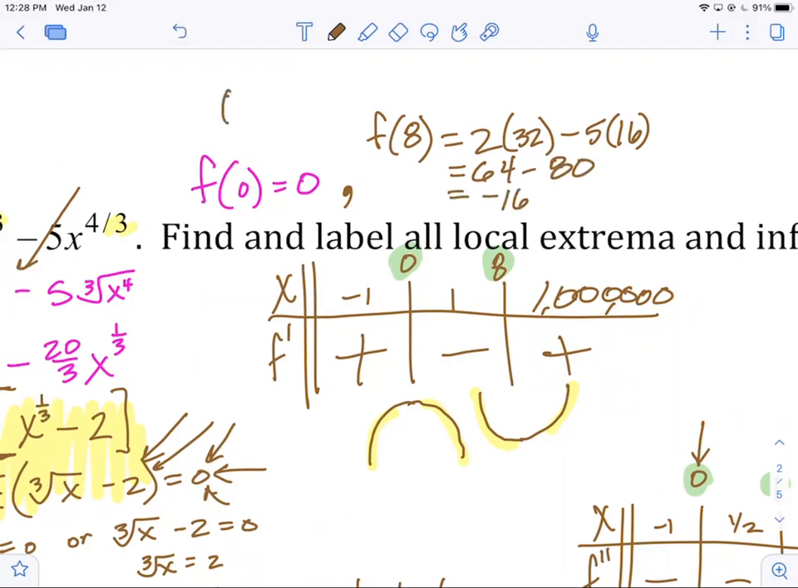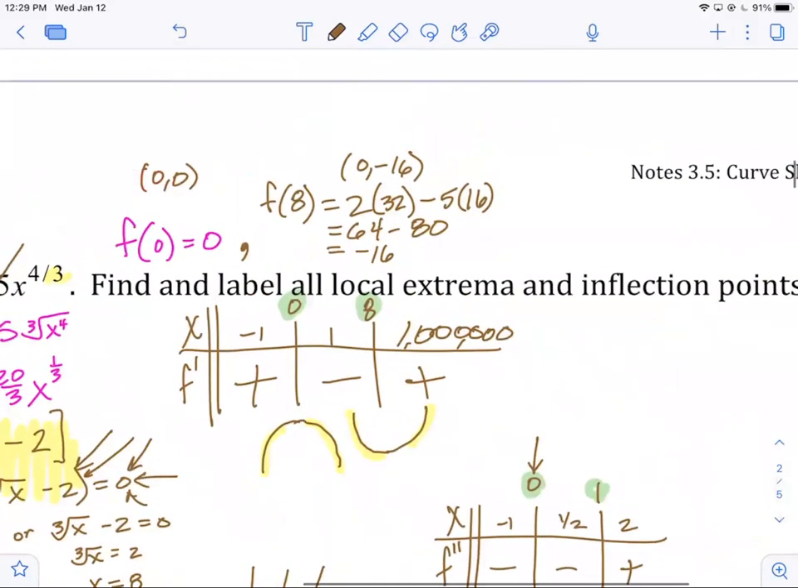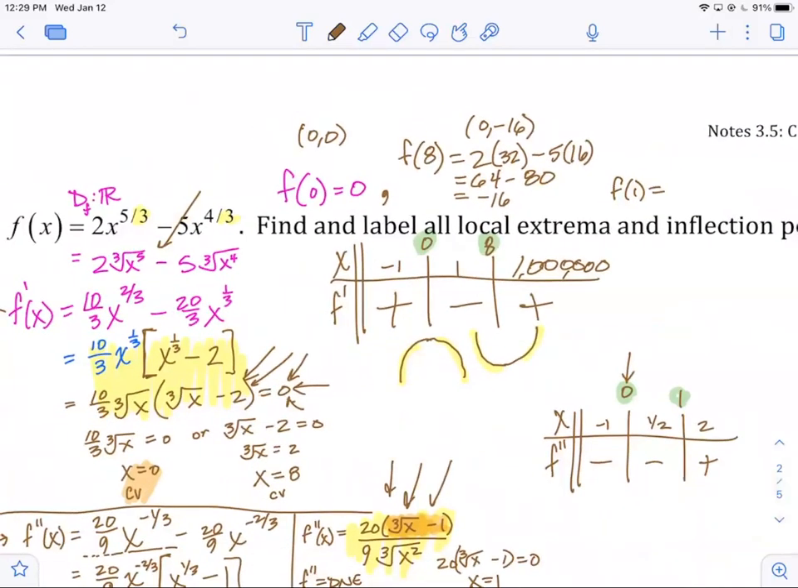All right, so we have the point 0, 0. We now have the point 8, -16. There's one other number, 1, right? Let's figure out what f of 1 is. F of 1, if we plug it in, that's easy, right? That's 2 minus 5, -3. So we have the point 1, -3.